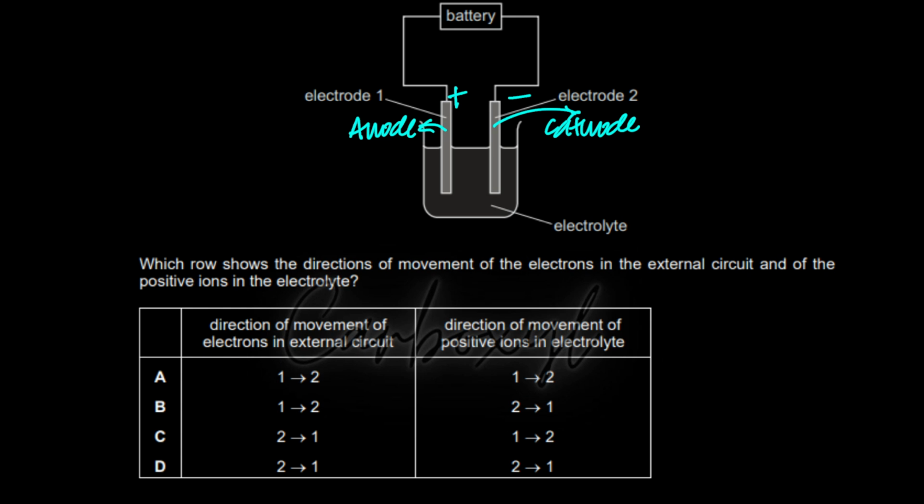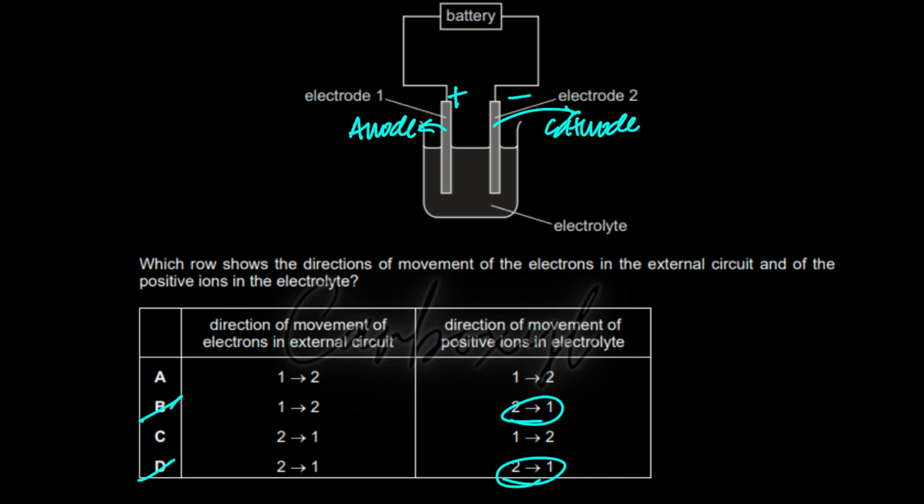Because in physics we've learned that unlike charges attract and like charges repel. So the unlike charges are going to attract together, so the positive ions are going to go towards electrode 2. So their direction is going to be from electrode 1 to electrode 2. Therefore, positive ions in the electrolyte go from 1 to 2, not from 2 to 1, right? So this is wrong and that's wrong. So therefore, B and D are automatically wrong.